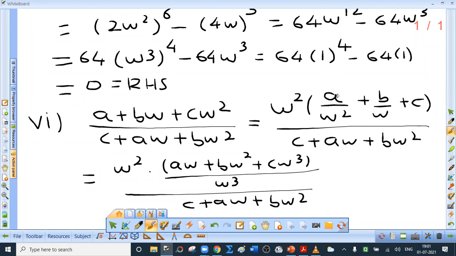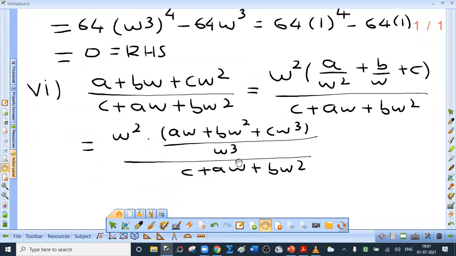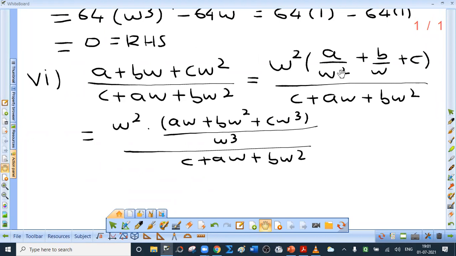Omega square into a by omega square, a is present. Omega square into b by omega, b omega is present, c omega square is present. Now the next step is important. Omega square as it is. Now for these three terms, I have taken omega cube as CM. I am not saying LCM, I am saying CM, because the LCM of omega square and omega is omega square. CM means common multiple. And you will understand the reason.